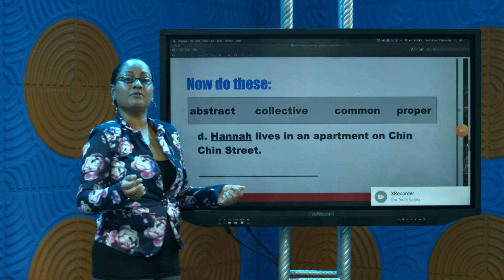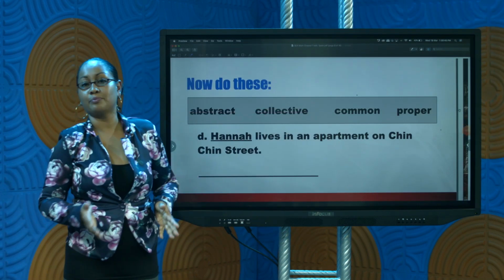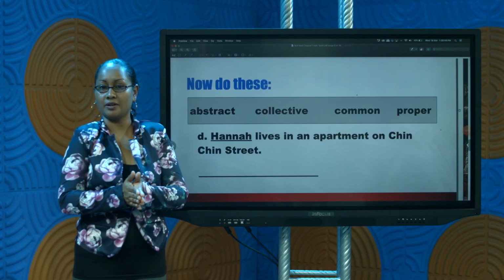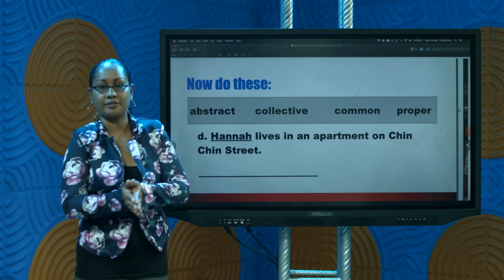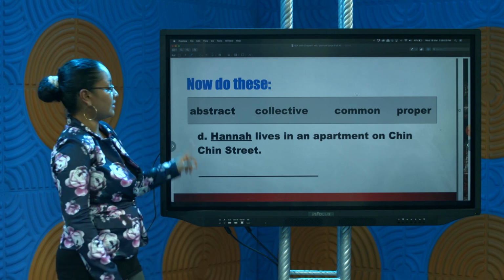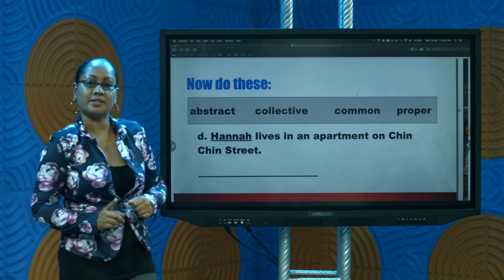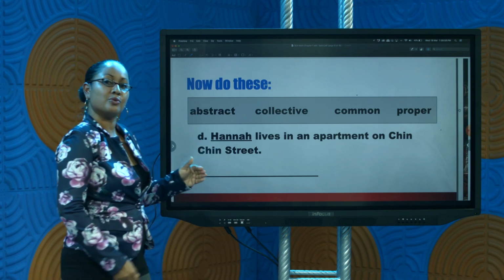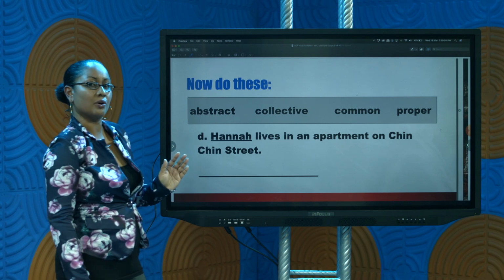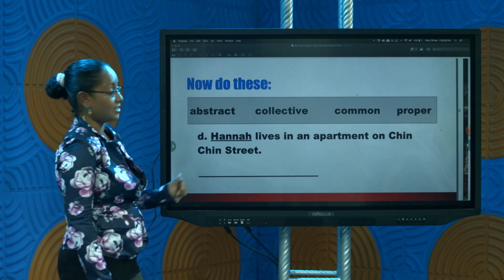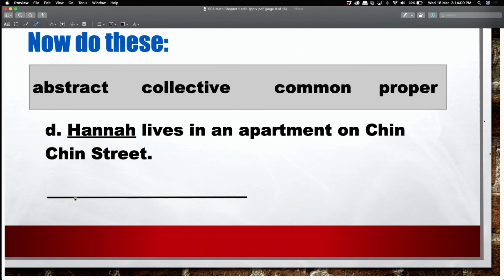Now, based on our video tutorial, we learned that a proper noun is the name of a person or a place. Therefore, it always begins with a capital letter. Let's look at some examples in our SEA exam papers to show you how that proper noun will be coming in that SEA paper. So let's look at this example.